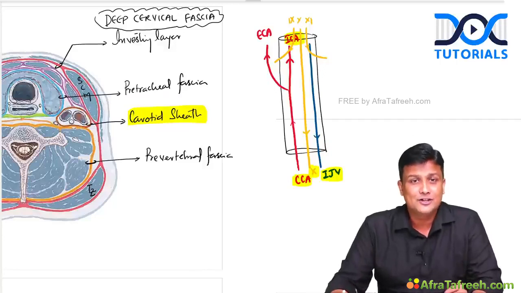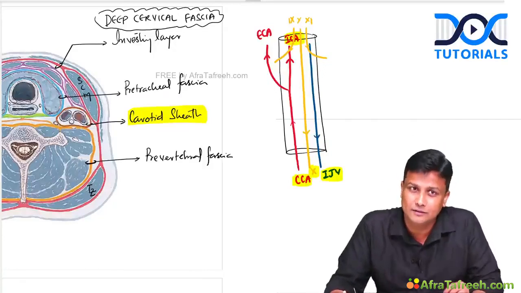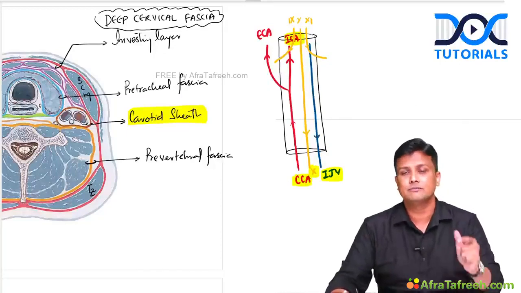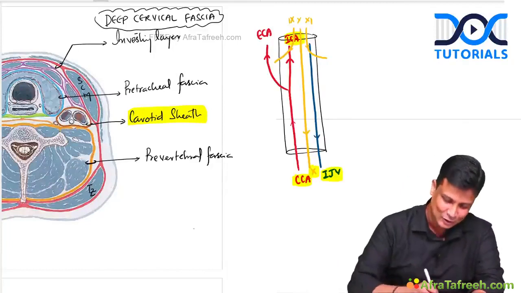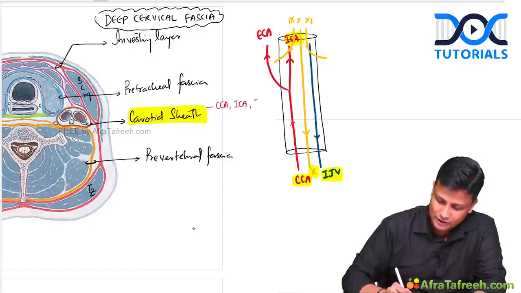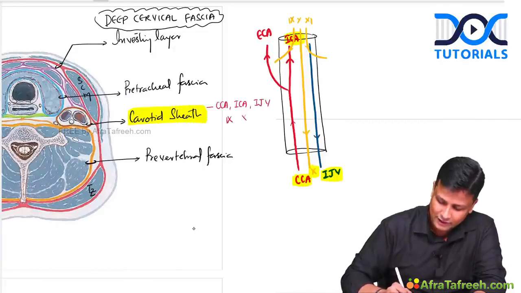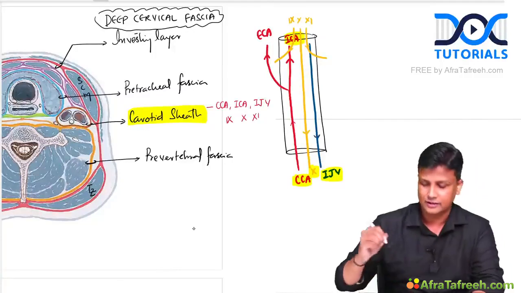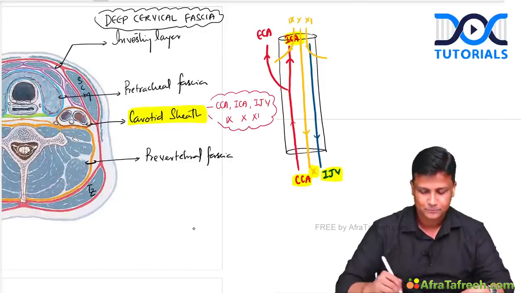Remember, my dear friends, they have given in the exam, in the options, even the 9th nerve. Is it a content of the carotid sheath? Of course, it is also a content of the carotid sheath. So please include it, update it there. The contents will be the common carotid artery, internal jugular vein, along with the 9th nerve and the 10th nerve. Even the 11th nerve is also a content of the carotid sheath. Lovely. I hope now you are understanding the correlation.